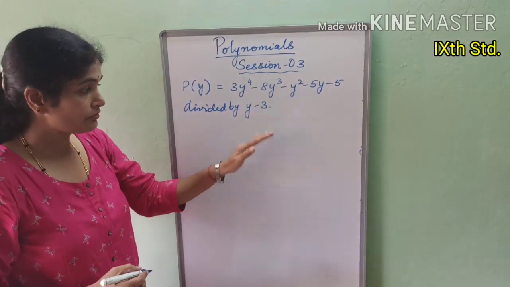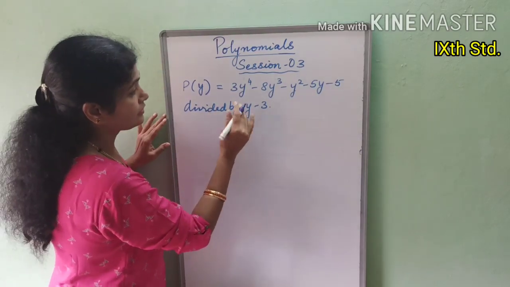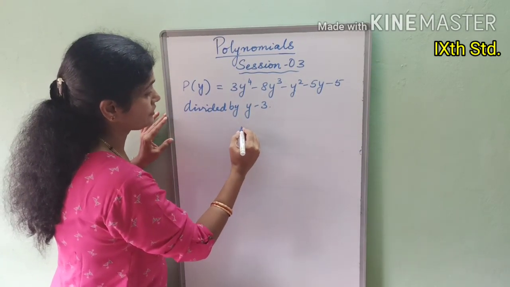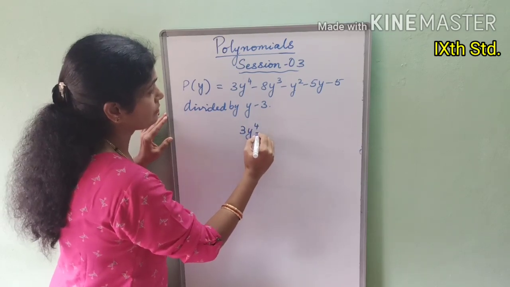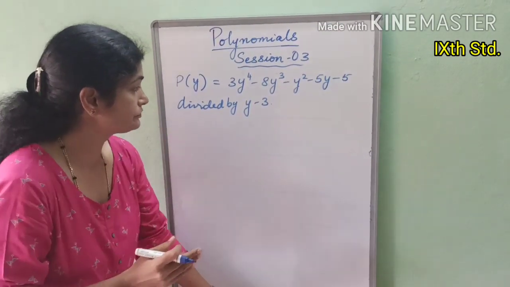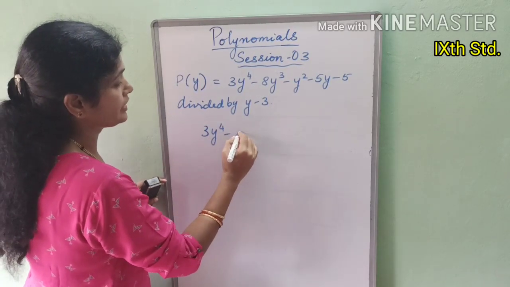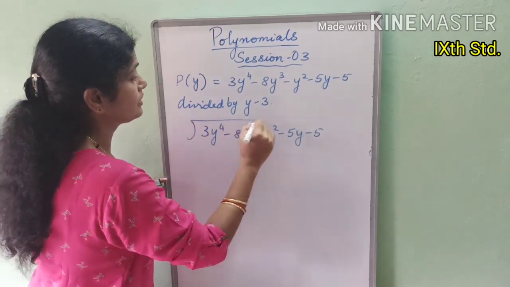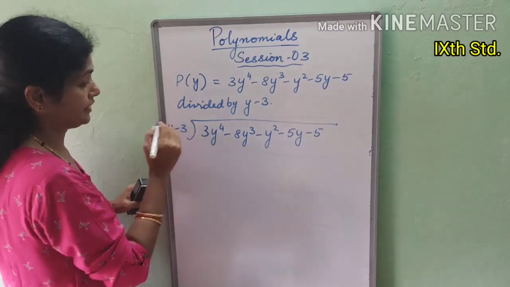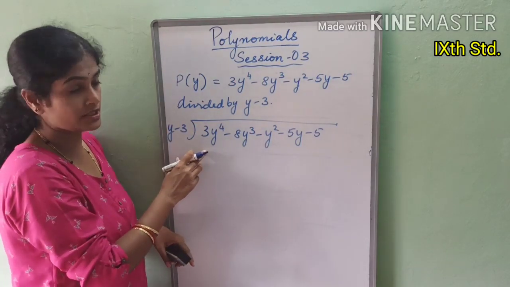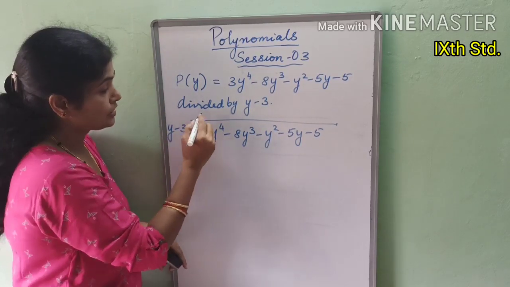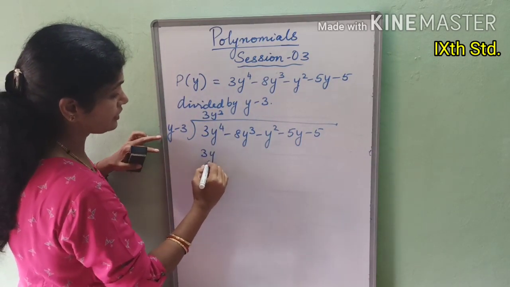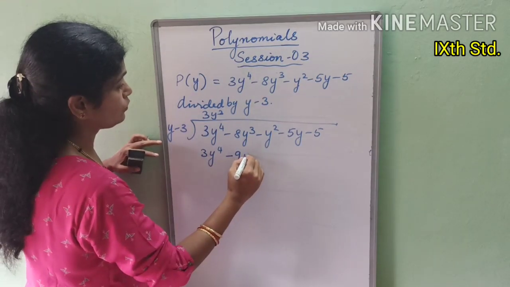Let's divide this in the same process as we have done. First check whether they are in the standard form. Both of them are in the standard form. Now we will start the division. That is 3y raised to 4 minus 8y cube minus y square minus 5y minus 5, divided by y minus 3. To get the first term in the quotient, this 3y raised to 4 is divided by y. So you get 3y cube. Correct? 3y cube. So each term if you multiply, it is 3y raised to 4 minus 9y cube.